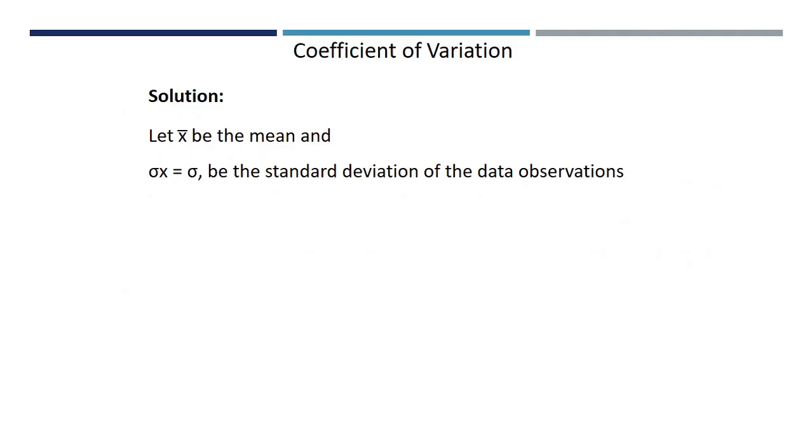Let x bar be the mean and sigma x be the standard deviation of the original data set, and sigma x is equal to sigma.